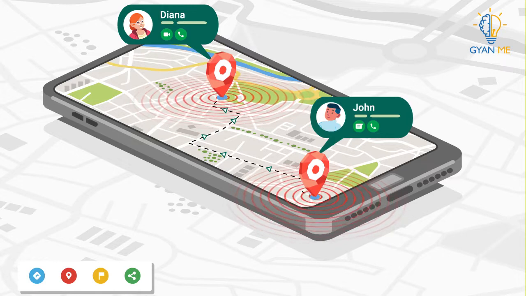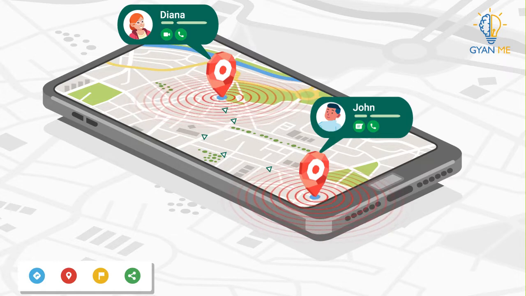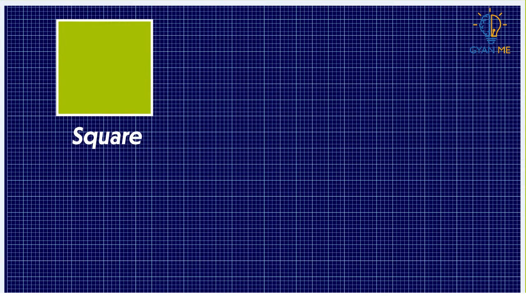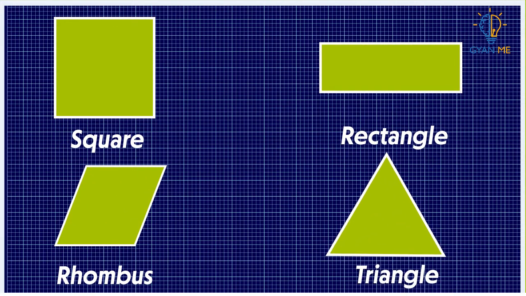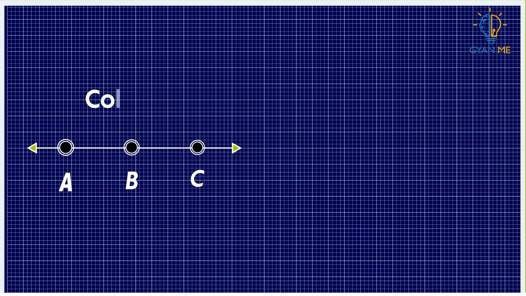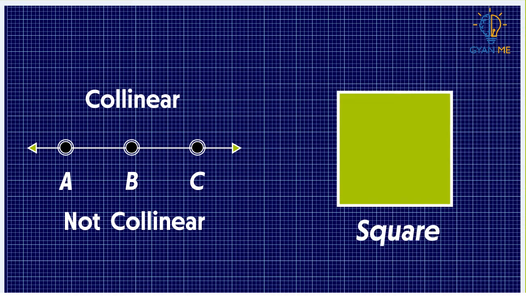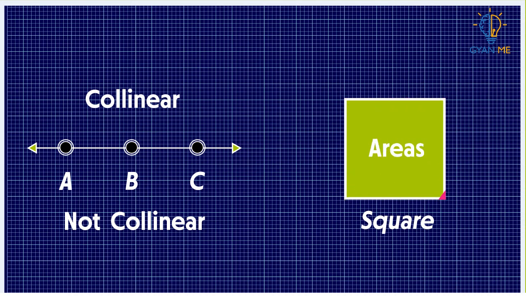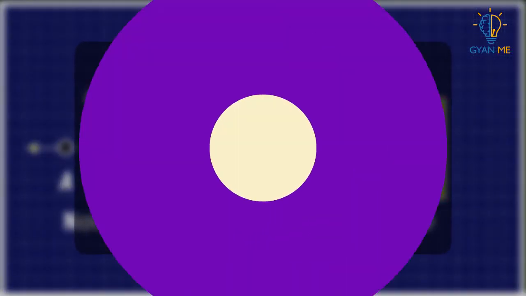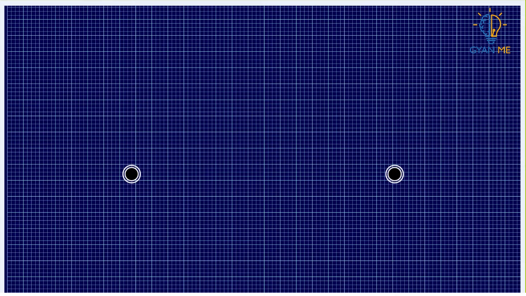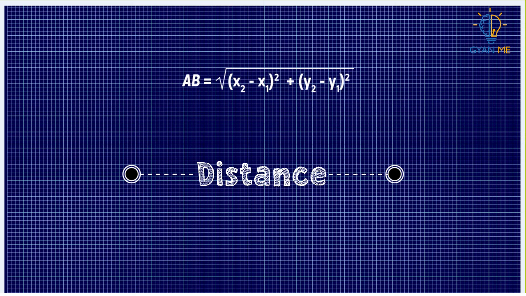Apart from this, it can also be used to find out or prove that a given figure is a square, rhombus, rectangle or triangle, etc. We can also use the distance formula to find out whether given points are collinear or not, or to find out the areas of given figures. Let us see each application one by one. First, let's see how we find the distance between given points using the distance formula.